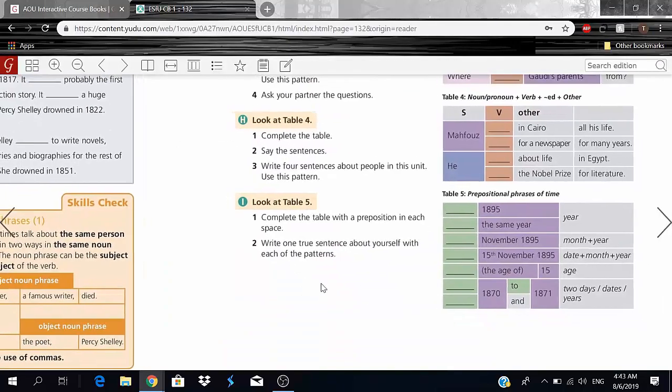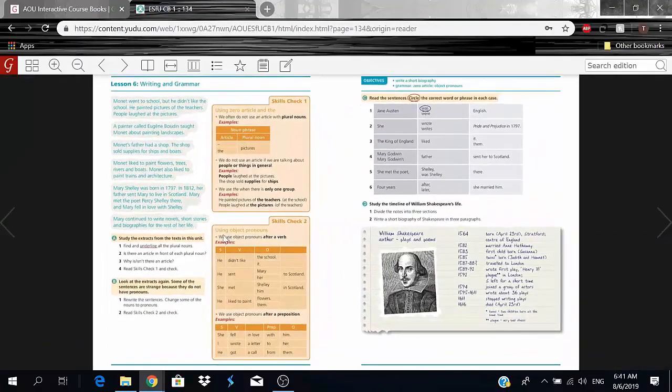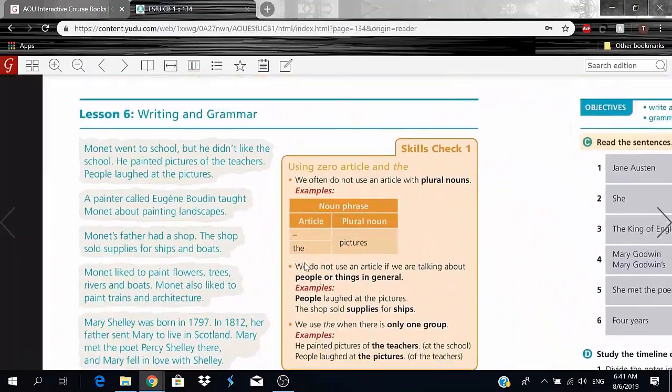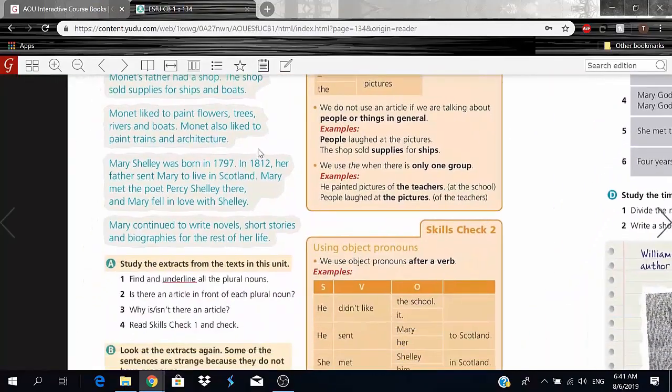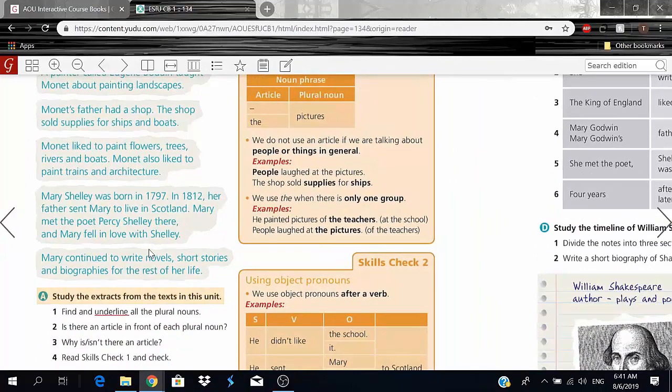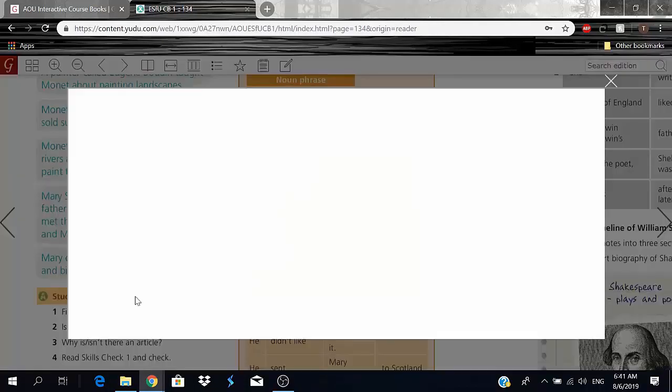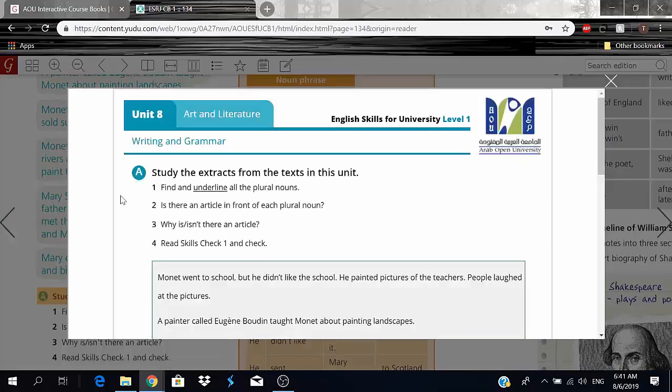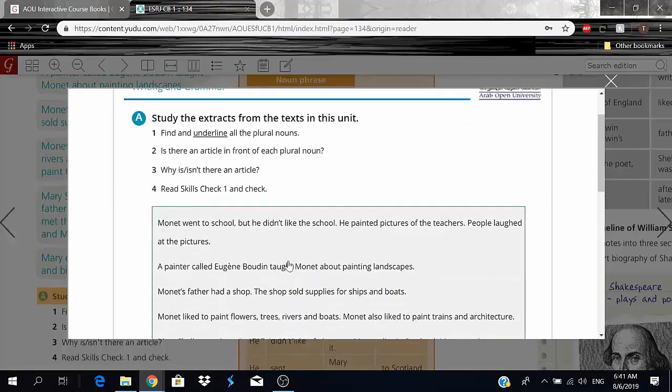Alright, now let's move on to the next page. Same lesson, writing and grammar. Here we have some extracts from the texts, obviously from this unit, and he wants us to find and underline all the plural nouns. I'm sure you guys know what nouns are, so let's just hop into reading.